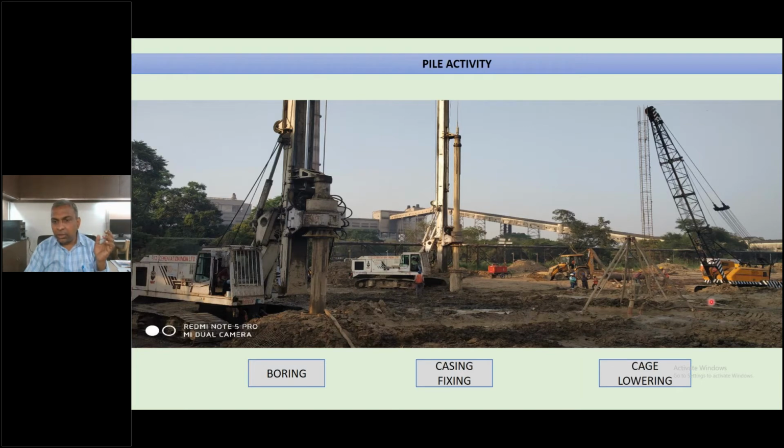So this figure shows the cage being lowered. This figure shows fixing of the casing here. Guide casing is being inserted for a few meters here, and then you have the boring here. So all these operations are shown in this one picture.